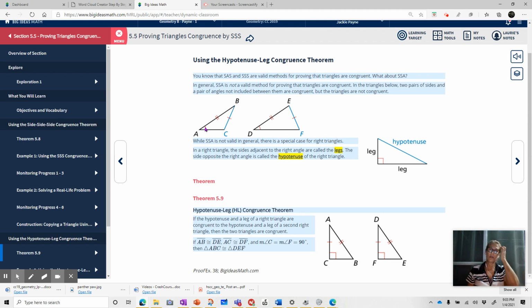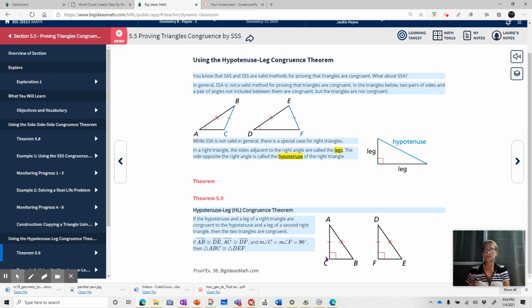So here's an example where AB is congruent to ED, angle A is congruent to angle D, and BC is congruent to EF. But clearly those two triangles are not congruent. So while it's not valid in general, there is a special case if it's just a right triangle. So if you have a right triangle and you get the hypotenuses congruent and then at least one of the other sides, then we have something called the hypotenuse leg congruence theorem.